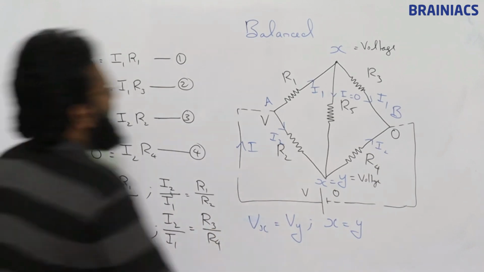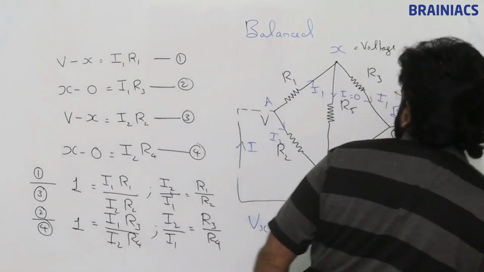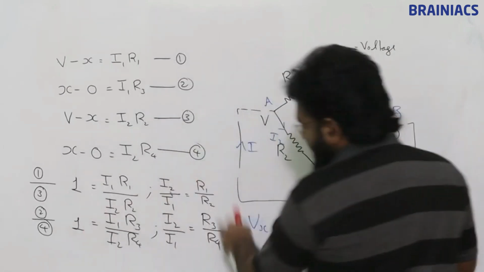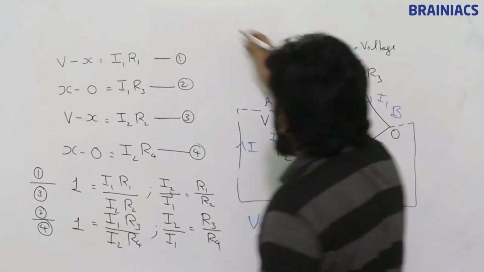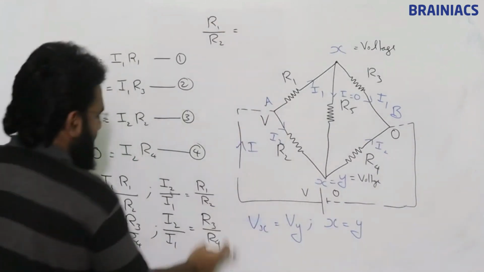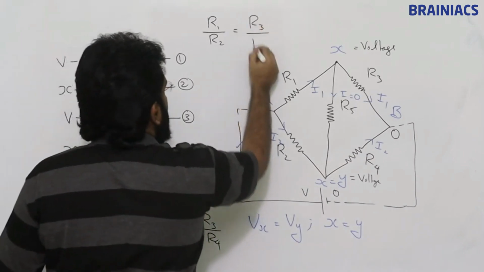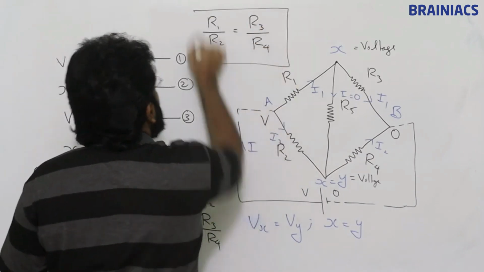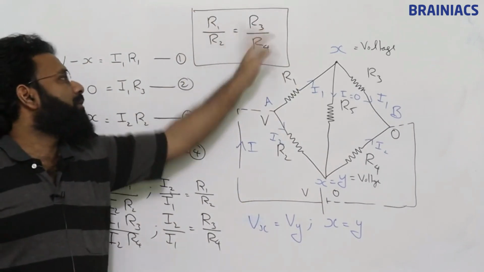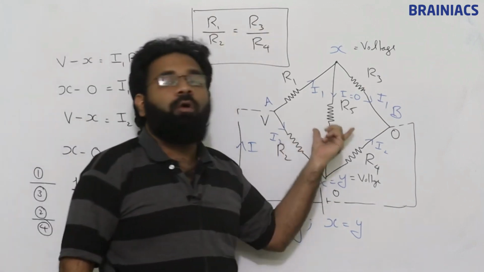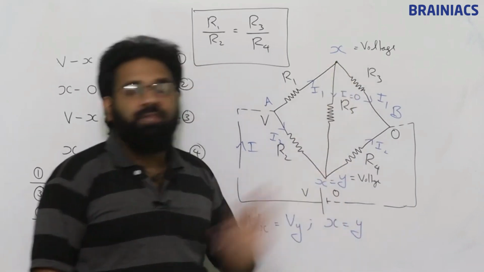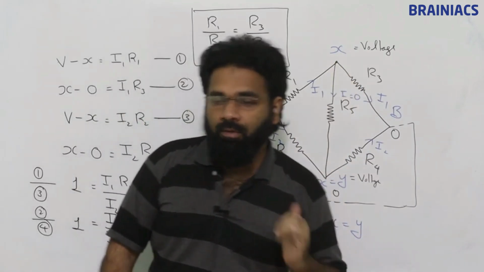Clear? Now the left hand side of both are the same. So R1 divided by R2 is equal to R3 divided by R4. Hence proved. Clear or what? So this is a proof that R1 by R2 is equal to R3 by R4 under the condition that no current flows through this. This will happen when the potentials across these 2 points are the same. Okay, copy this down.